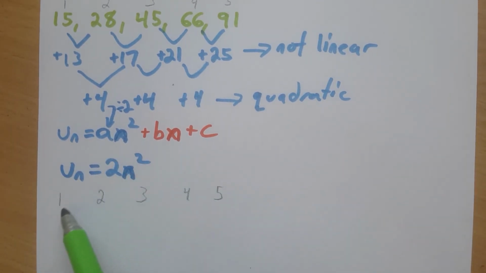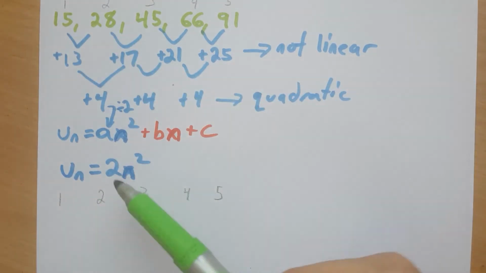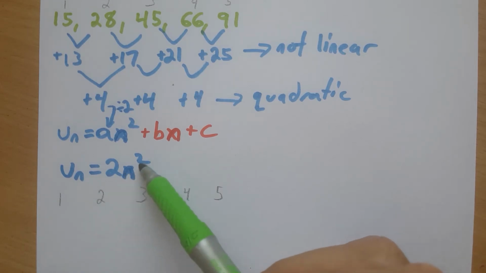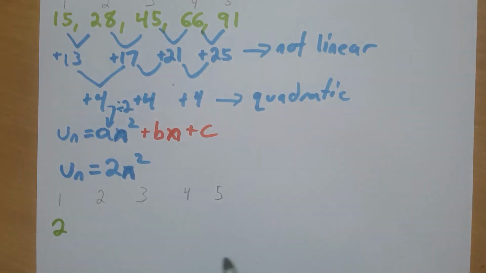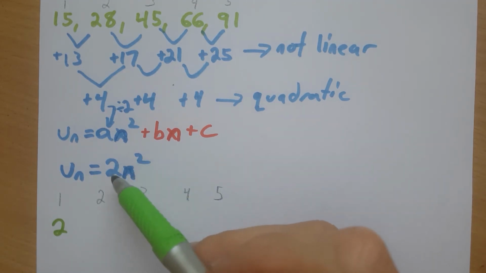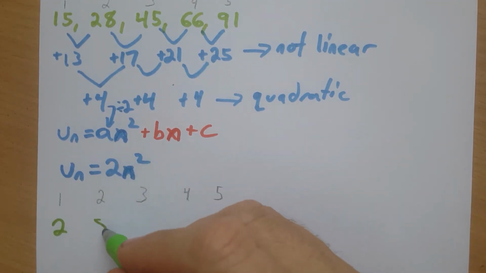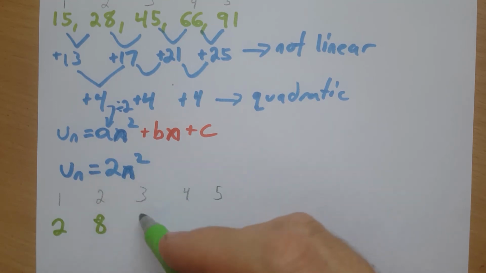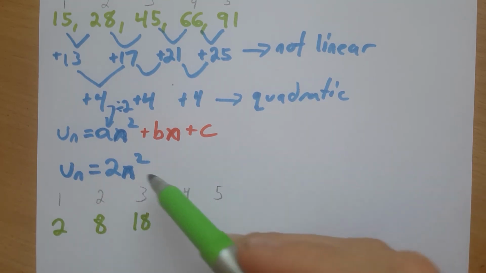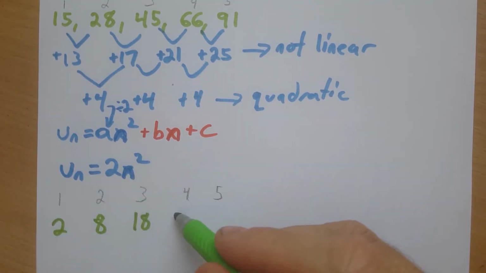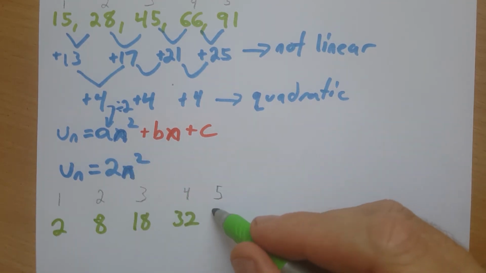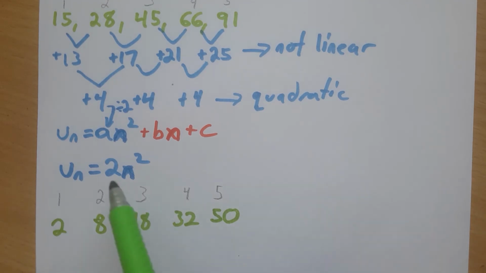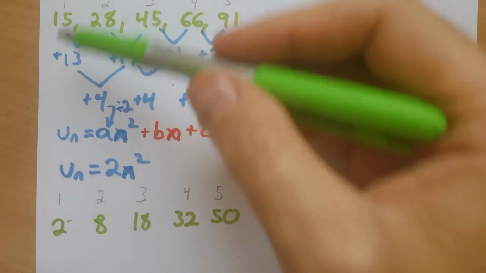If it was, then if I plug a 1 in here, I should get a 15, right? So doing that, 1 squared is 1, 1 times 2 is 2. Definitely not 15, but I'm going to keep on going here. 2 squared is 4, 4 times 2 is 8. 3 squared is 9, 9 times 2 is 18. 4 squared is 16, 16 times 2 is 32. 5 squared is 25, 25 times 2 is 50. Okay, so you can see the sequence here is off.